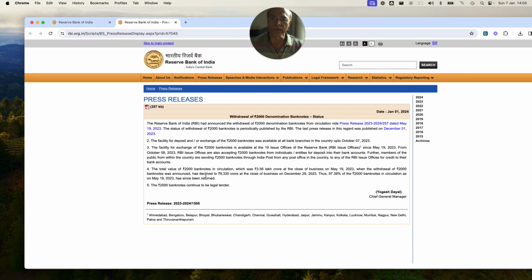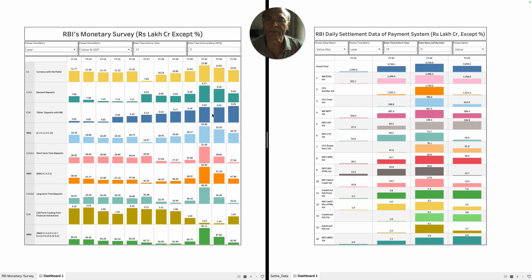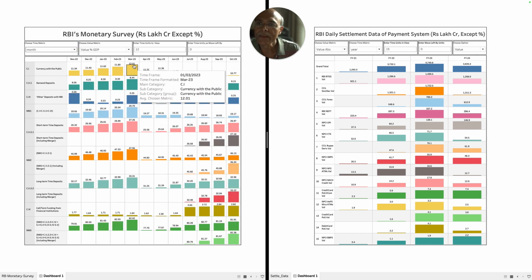What it says is that the total value of 2000 rupees banknotes in circulation was 3.56 lakh crore at the close of business on 19th May 2023, when a withdrawal of banknotes was announced, and has declined to 9,330 crores. So from May 2023, the number has gone down from 3.56 lakh crores to 9,330 crores. Okay. So that is clearly visible from this table also. If you look at this table, and if I do a monthly time scale, you will see that in March, so it was in May.